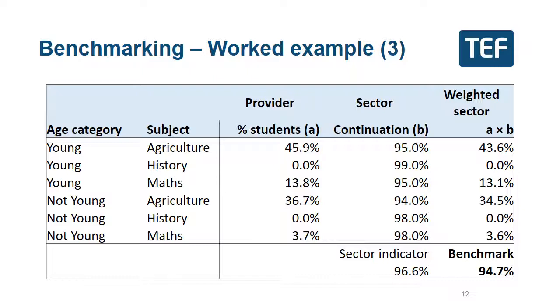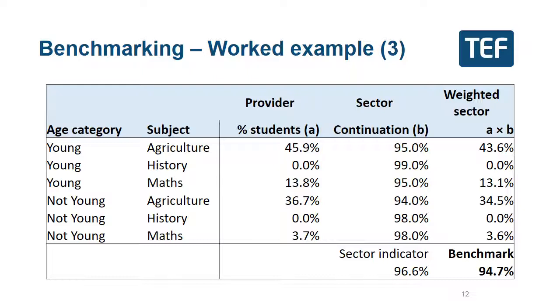So this table goes back to the provider's data and continuation rates. In order to then work out the provider's unique benchmark, we calculate for each group of students, i.e. for each row in the table, the proportion of a provider's students that that group represents, and then multiply it by the sector-wide continuation rate from the previous slide. So for example, in the first line, young agriculture students represent 45.9% of the provider's students. We multiply that by the sector continuation rate for that type of students, which we saw on the last slide was 95%. That gives us a weighted sector figure.